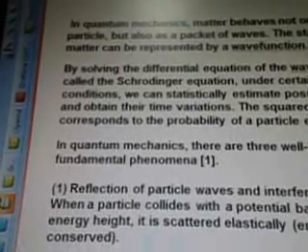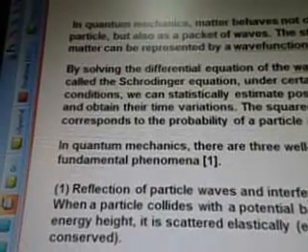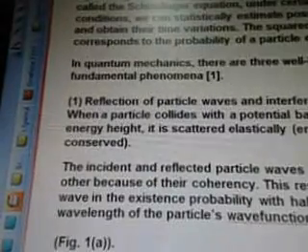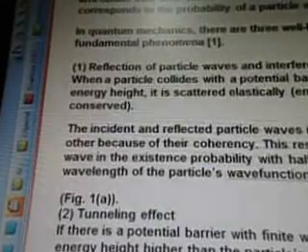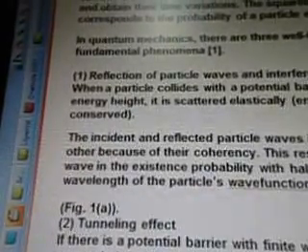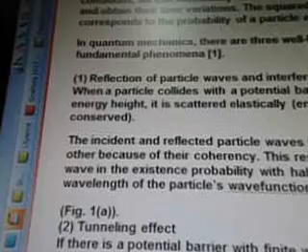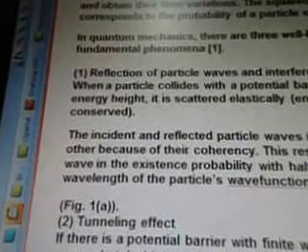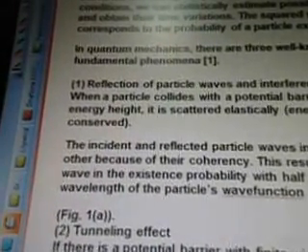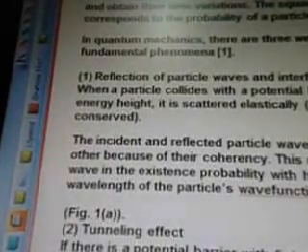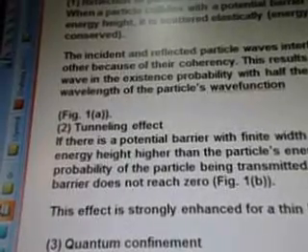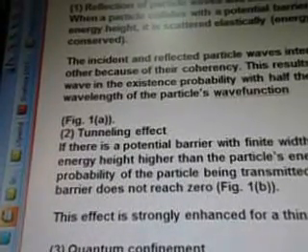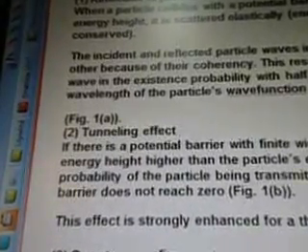The squared wave function corresponds to the probability of a particle existing. In quantum mechanics, there are three well-known fundamental phenomena: reflection of particle waves and interference when a particle collides with a potential barrier of infinite energy height. It is scattered elastically, energy is conserved. The incident and reflected particle waves interfere with each other because of their coherency. This results in a standing wave in the existence probability with half the original wavelength of the particle's wave function.